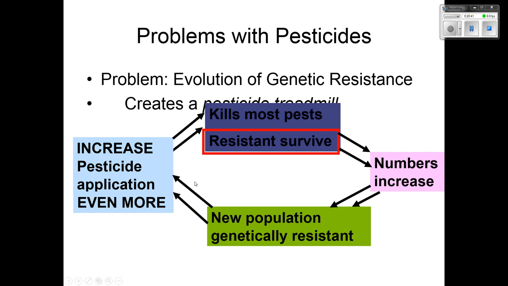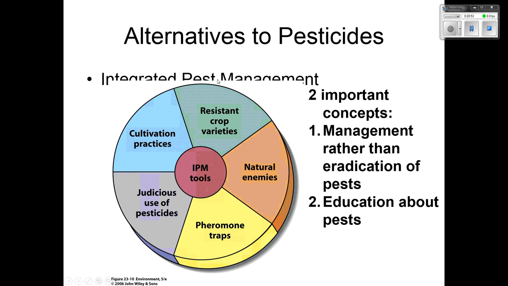IPM, that's what it says in the background, integrated pest management. This is something that they will probably ask you on the AP exam, whether it's in an FRQ or you see it in a multiple choice question. But integrated pest management is when we use a variety of techniques to reduce insects and pests on our farm.